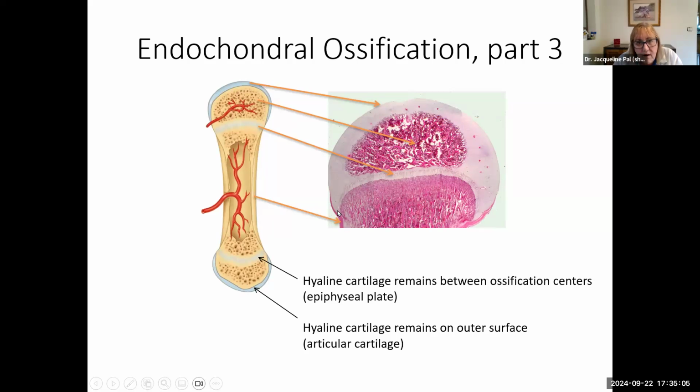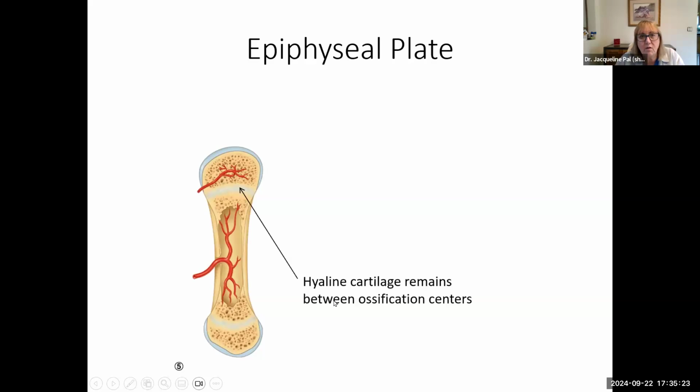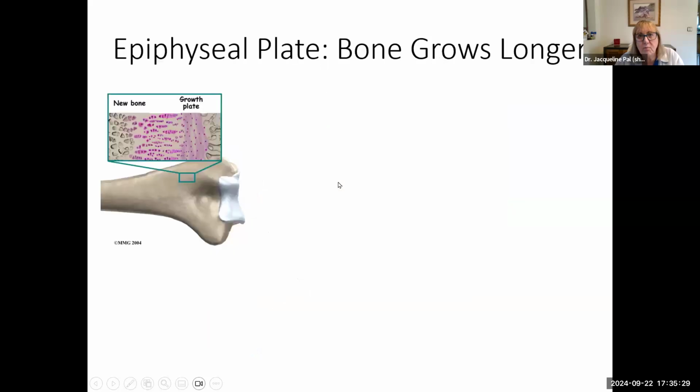Oh, and here, this bright pink that you can see going right here is your periosteum. You can see it going around the outside of the bone. Okay. So let's look at the epiphyseal plate a little closer. We have hyaline cartilage between the ossification center, and here is your epiphyseal plate or your growth plate. This is where the bone grows longer. So here is the thing.